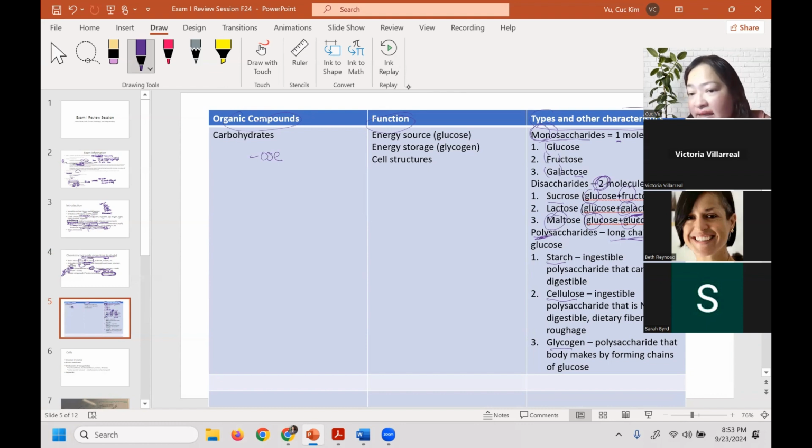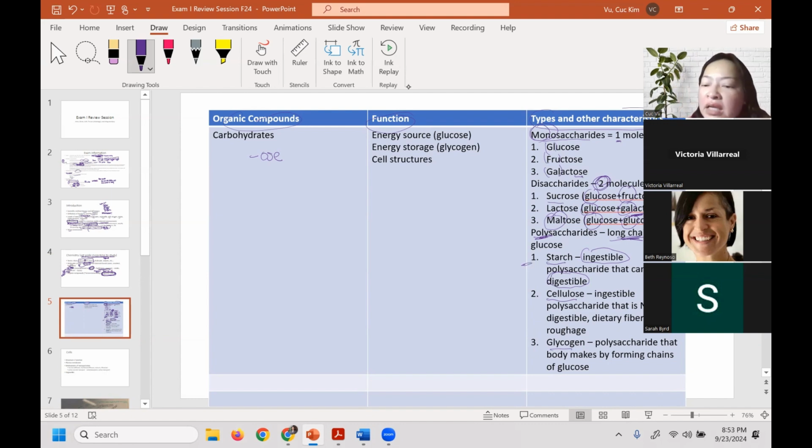Starch is unique in that it is ingestible. You can eat it, and not only can you eat it, but you can digest it. So because you can digest it and break down that long chain into eventually a monosaccharide, it's a great source of energy. It's a great source of energy that's made by plants.